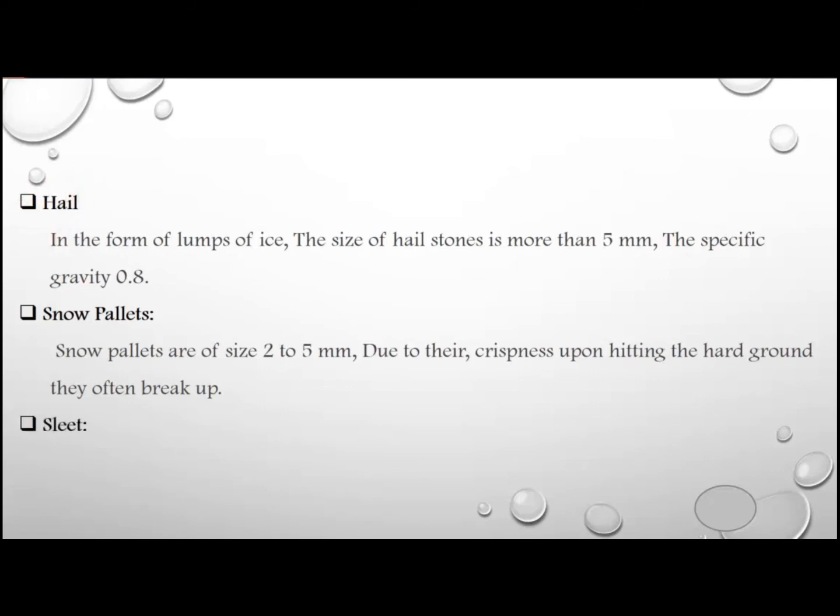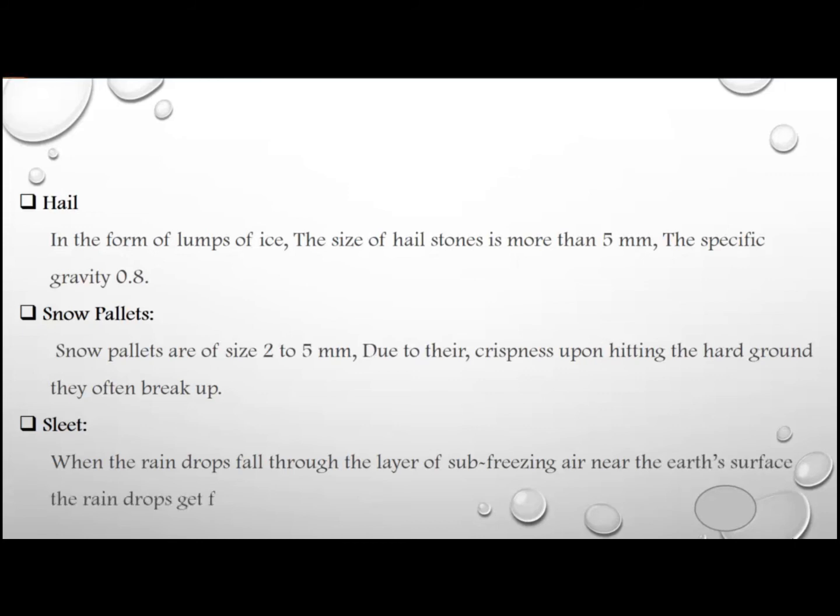And next is sleet. Sleet means when drizzle or rain passes through sub-freezing temperature near the surface of the earth, it may freeze to form sleet. That's called sleet. So let's see a video which shows different types of precipitation.